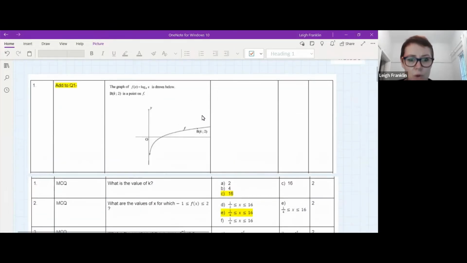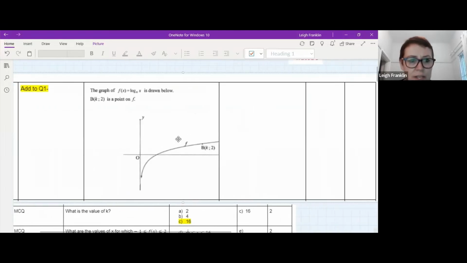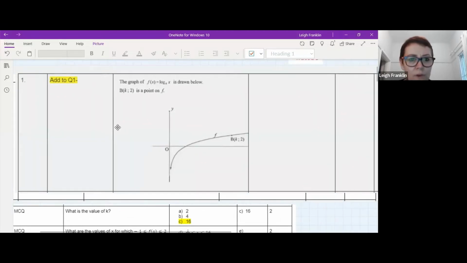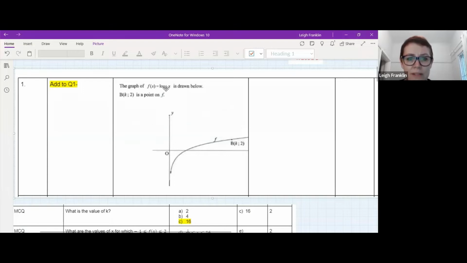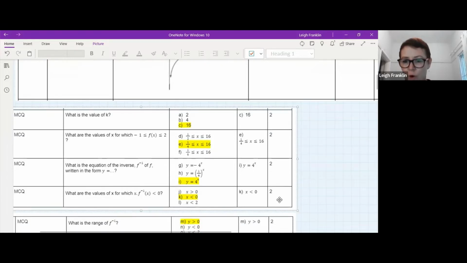I gave you this question, which was the graph of f of x equals log base 4x is drawn. And I told you that k was a point on this particular graph. And the first thing that I asked you to do was work out the value of k. So what I was asking you to do was to solve for the x coordinate, the input, when the output was 2. All right, so hopefully there you got 16 as your answer.